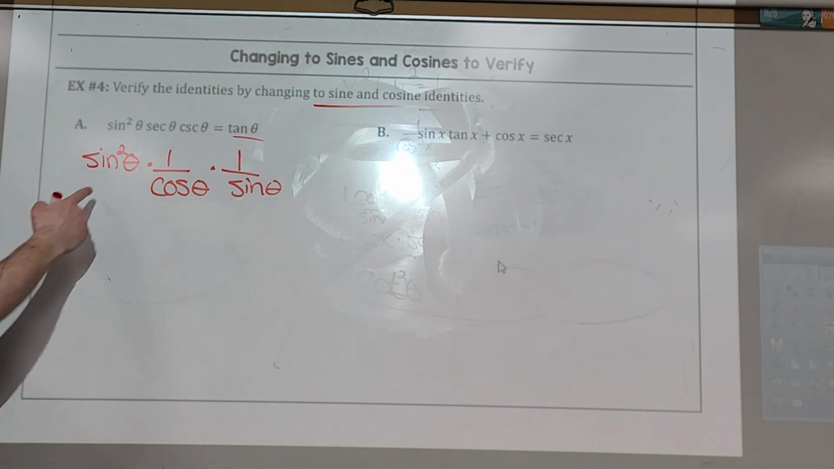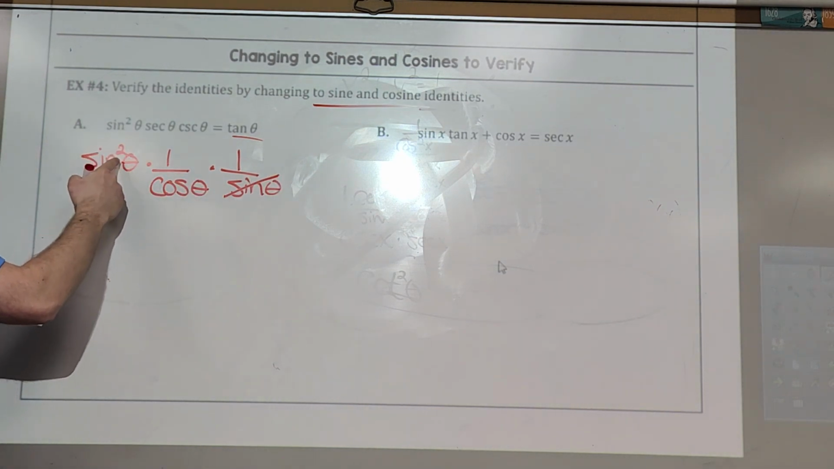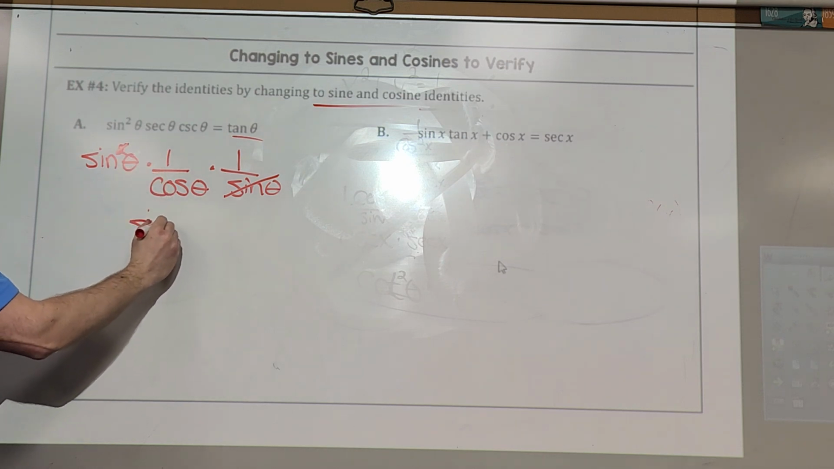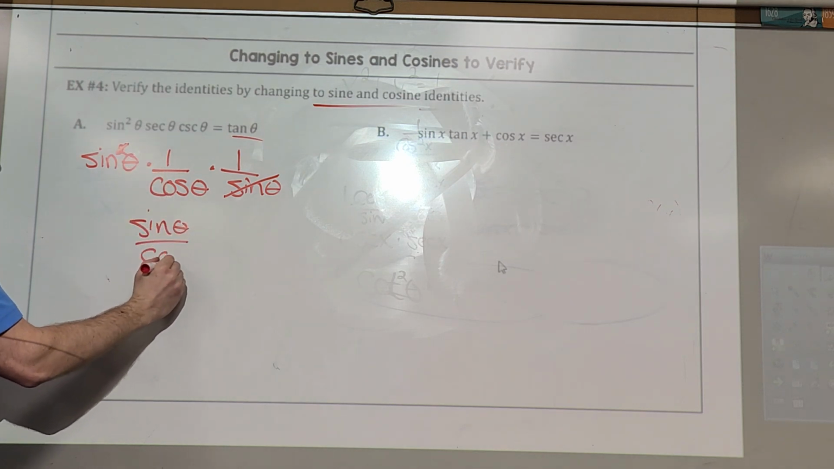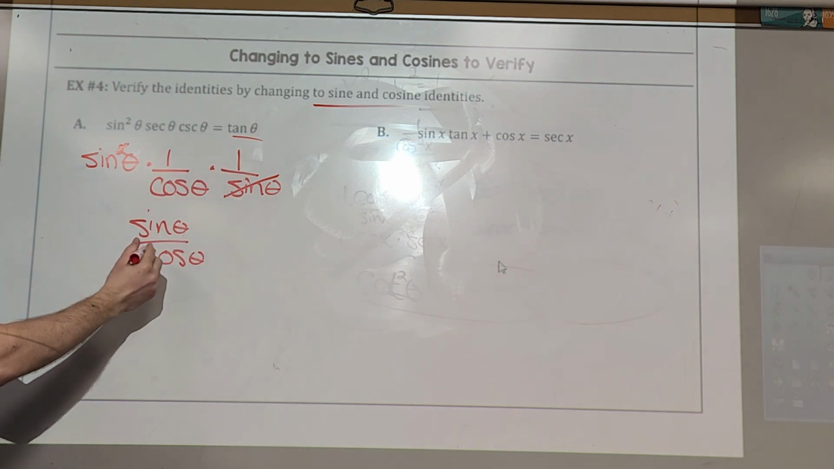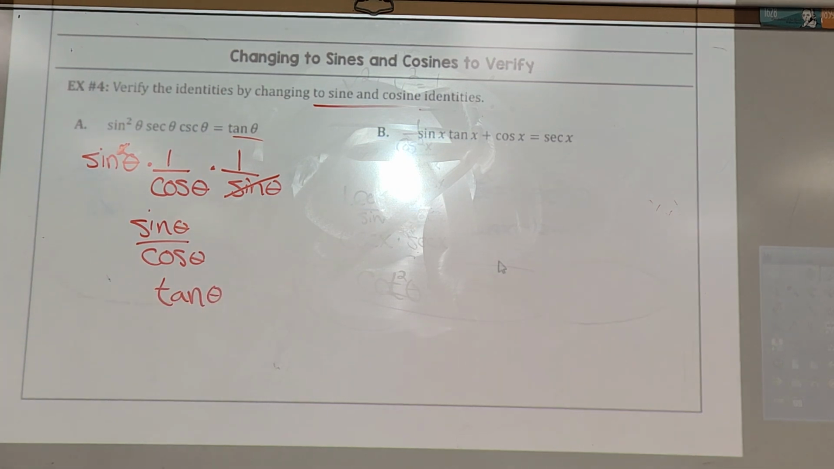No. What's a sine divided by a sine? How many of them cancel? So what am I left with? Yeah, right? It's just fractions. And sine over cosine is? That's not so bad.